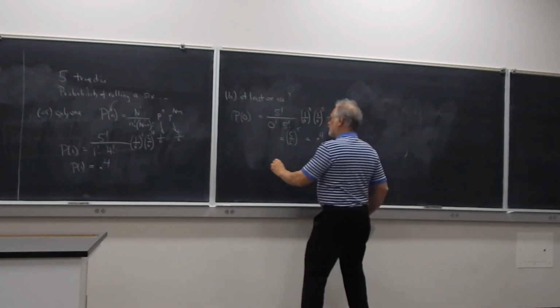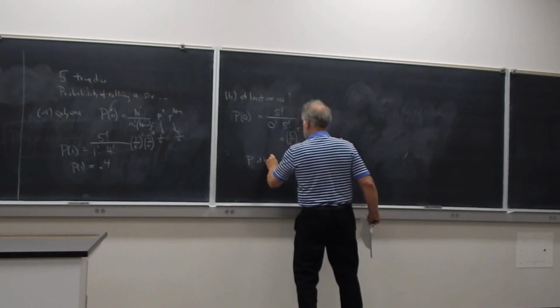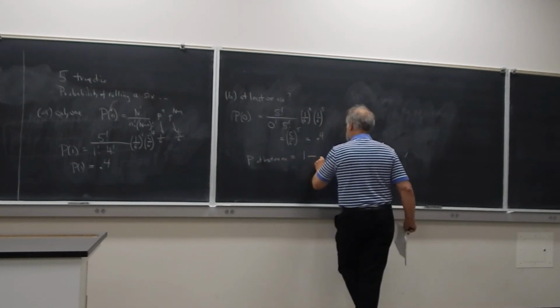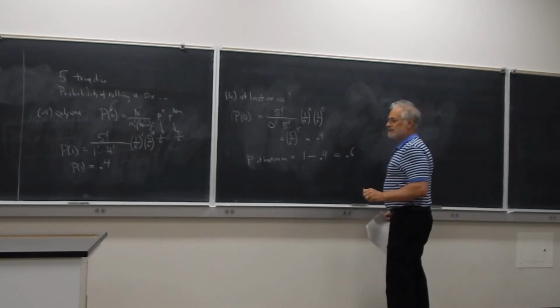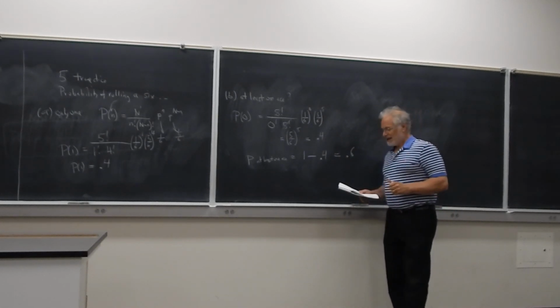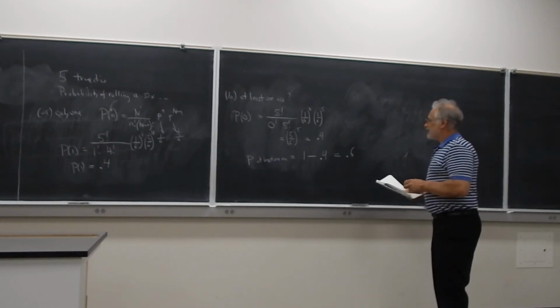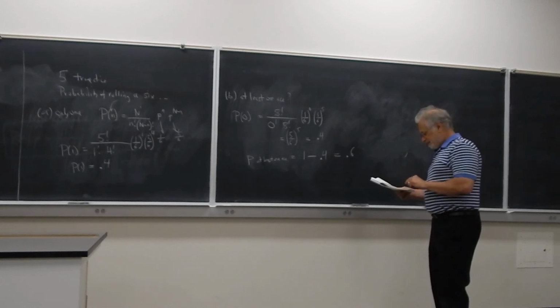And so the probability of at least one ace will be equal to 1 minus 0.4, or 0.6. Okay, so it's a nice use of the binomial expression to calculate a probability of throwing dice.